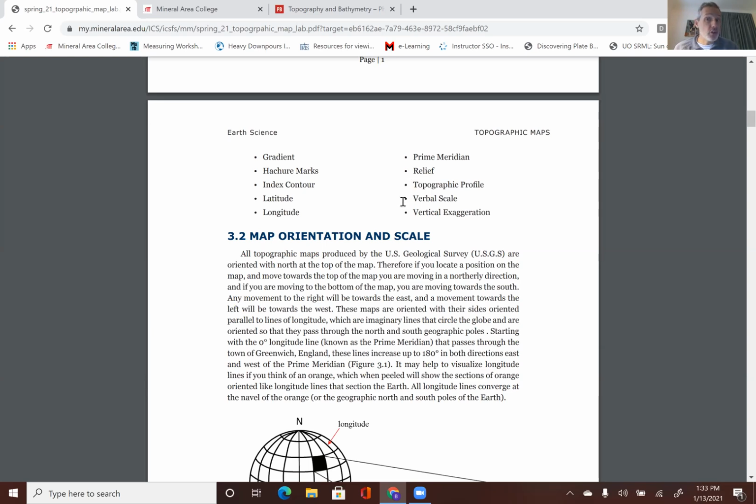A verbal scale is a third type of scale that we've looked at, telling us 1 inch on the map equals so many feet in real life. And so that's a verbal scale. And then finally, vertical exaggeration. When we're dealing with topographic profiles, we can exaggerate or extend the y-axis compared to the x-axis and make it stretched out, or exaggerated.